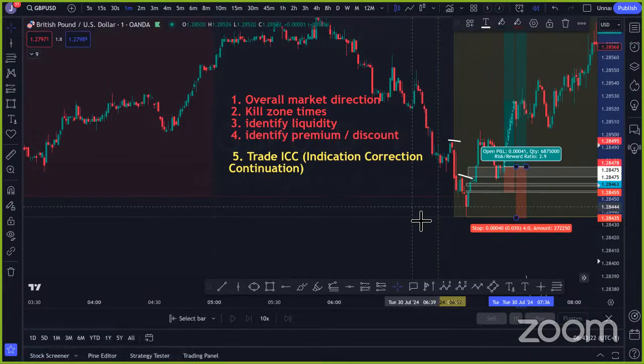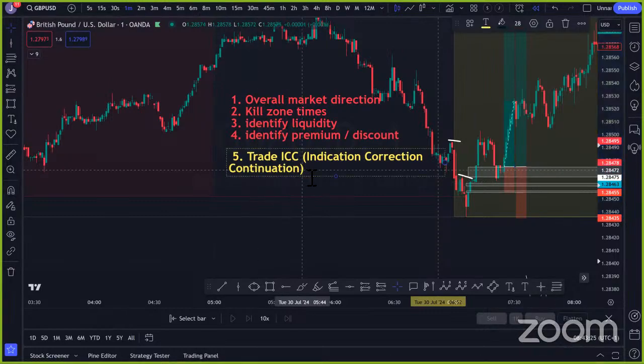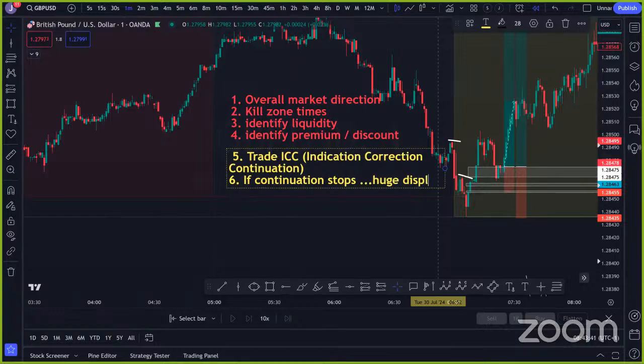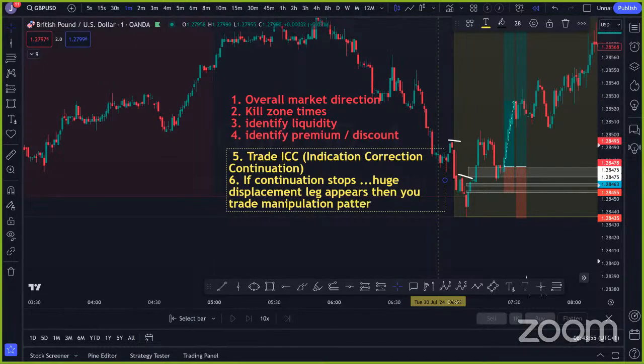Okay. But you trade ICC first, all right? If continuation stops and a huge displacement leg appears, then you trade the manipulation pattern for entry in the opposite direction.